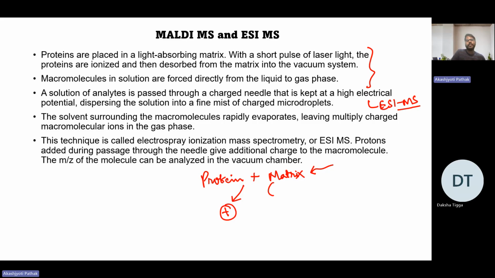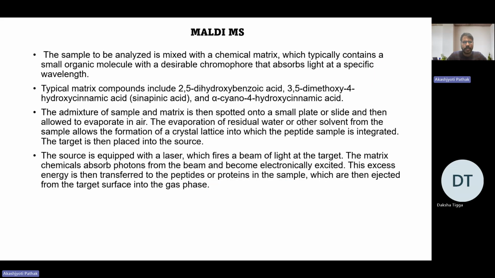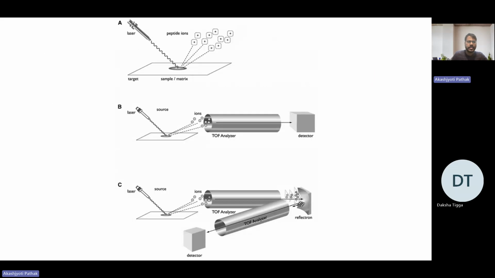Okay, do not get overwhelmed by this. We will look into these MALDI-MS and ESI-MS one by one. Okay, so just look at this figure. This is again taken from the book Lieberman. So you can see here that your protein sample is mixed with the matrix.